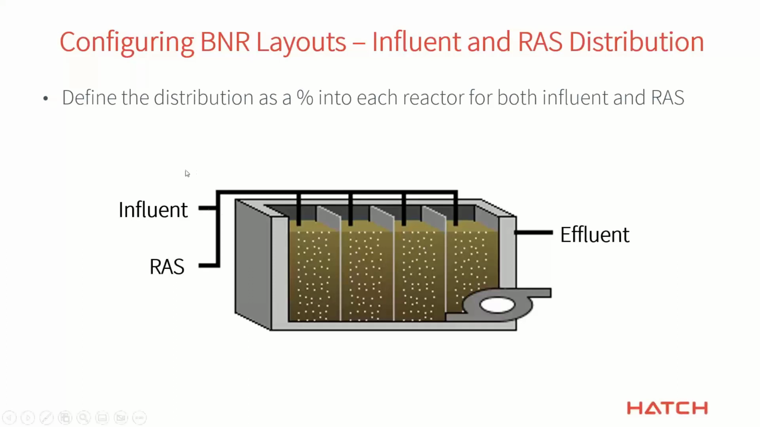Now, you may know that if you try to swap these around, it actually won't work in GPS-X. You won't be able to connect something down here. The reason is the RAS has a little bit of a special solver included in it for doing proportional recycles. So that's why we like to always bring your RAS into the bottom one and the influent into the top one. So by default, 100% of the flow will go into the first tank like this.